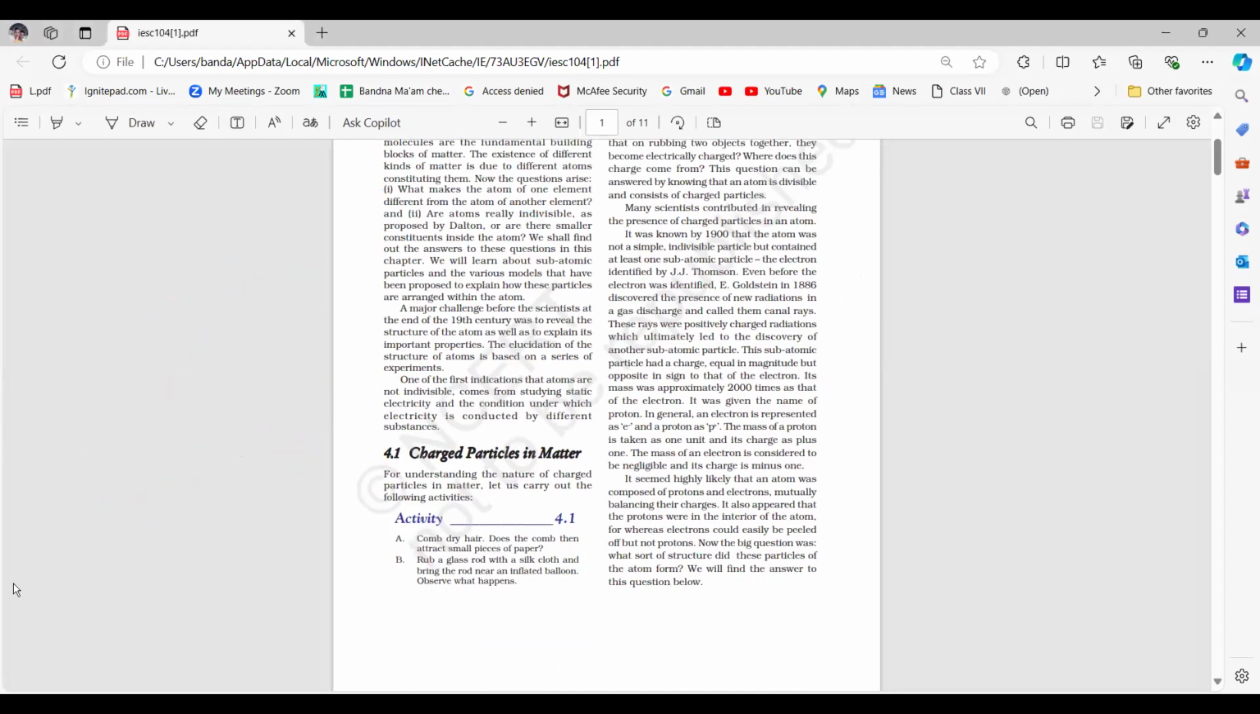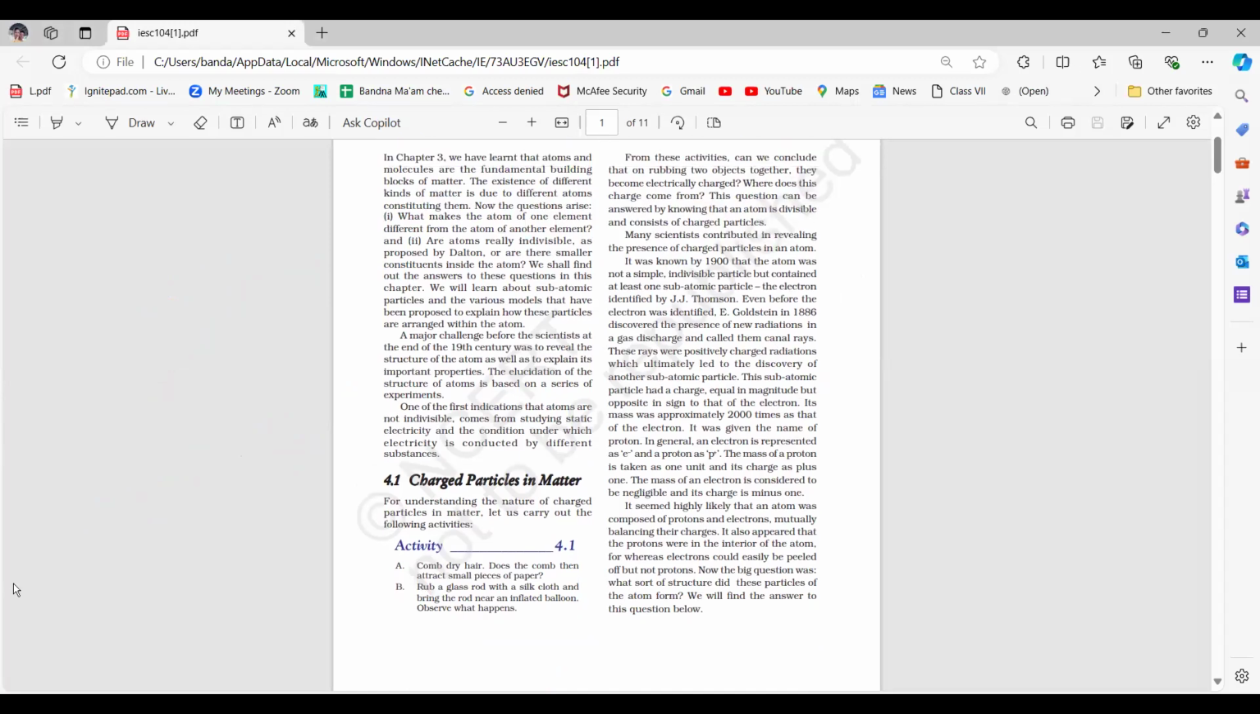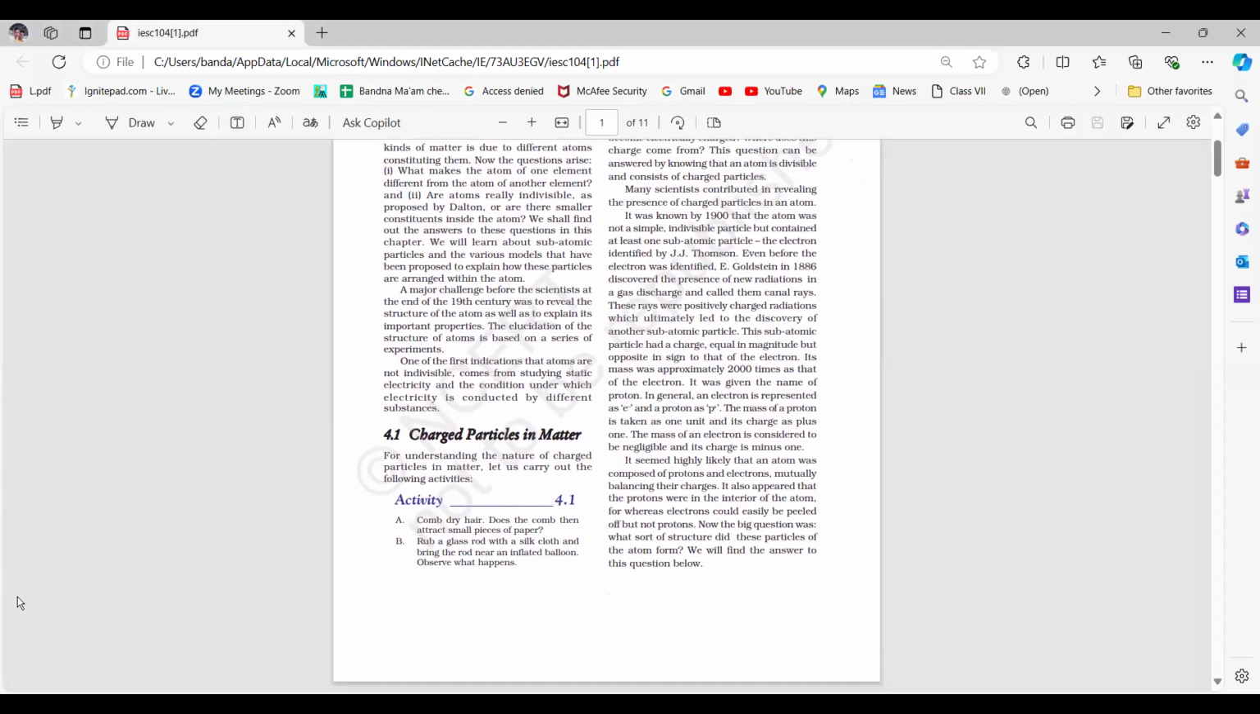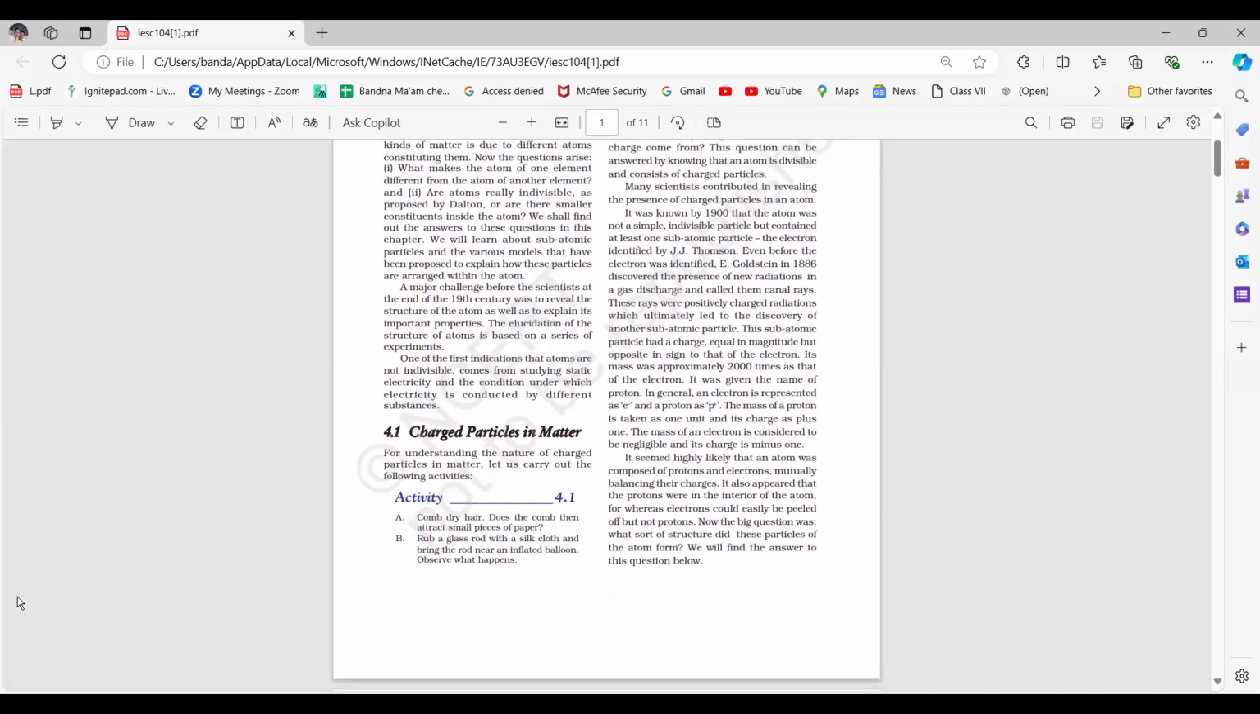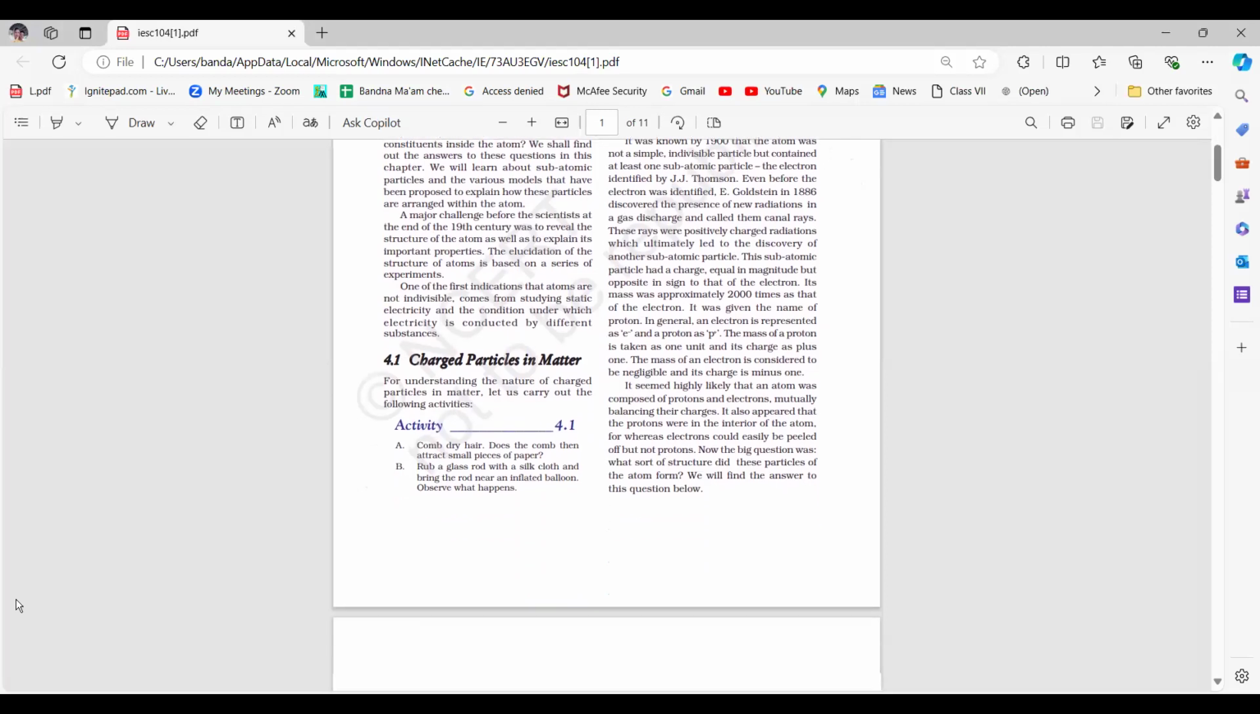That has been written here, the charged particles in the matter. There were so many scientists who came. J.J. Thomson discovered the electron, so you have to mark this. Then the proton discovery happened. Because of the two opposite charges, particles attract or repel each other. If two particles have the same charge, they will repel each other. If two particles have opposite charges, they will attract each other.